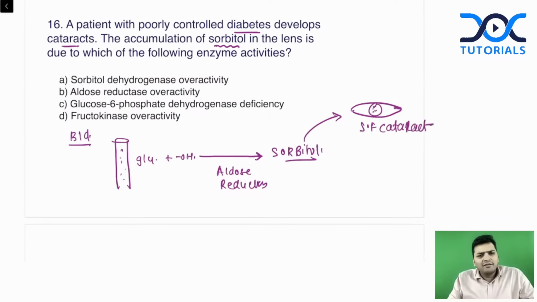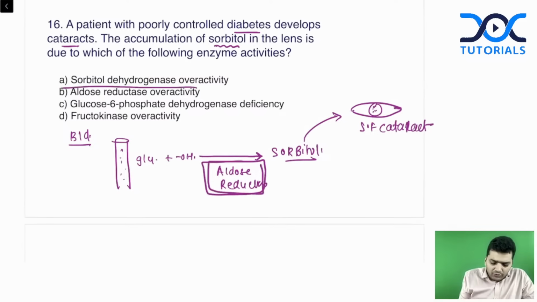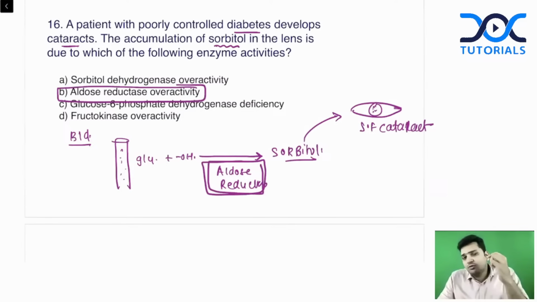So why in diabetes did the snowflake cataract develop? Because of which enzyme activity? It was the aldose reductase. It is the overactivity of the aldose reductase that is creating this problem, because what is accumulating in the eye is sorbitol, and that was made by aldose reductase.